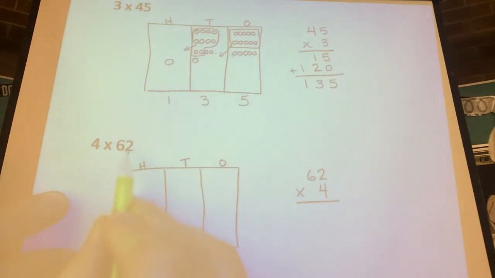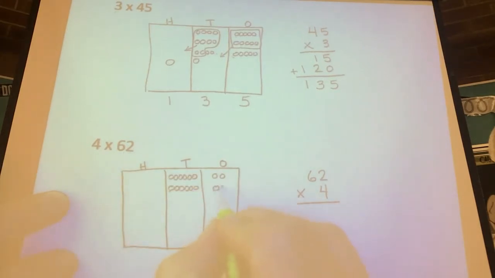At this point, I'm going to represent 62, which we know is 6 tens and 2 ones. So I have 2 ones and 6 tens: 1, 2, 3, 4, 5, 6. I'm going to do this many times, so 4 times. I've done it one time, I'm going to do it again. So 1, 2, 3, 4, 5, 6. I have 6 tens and 2 ones.